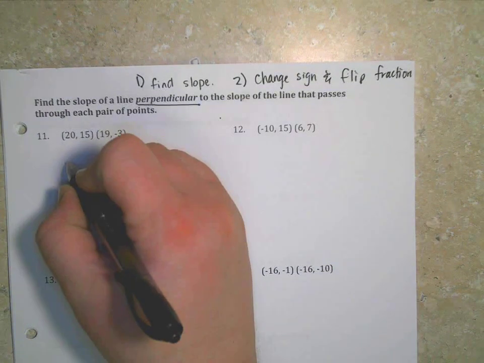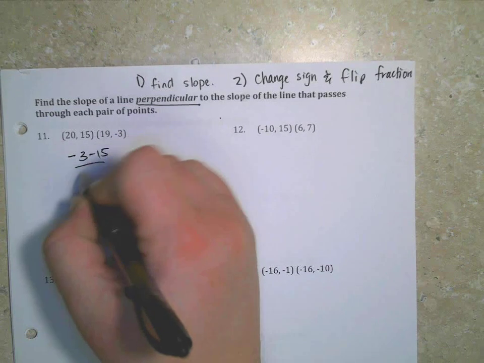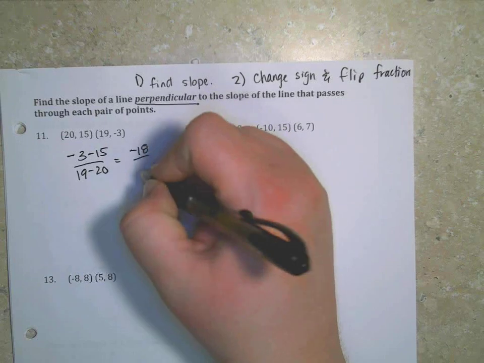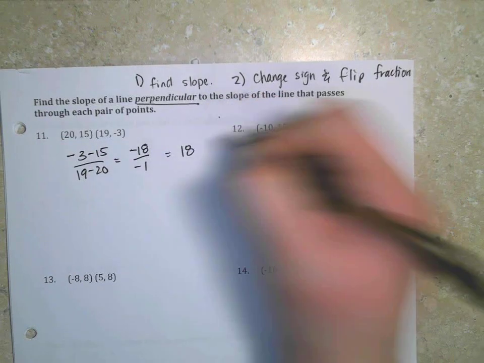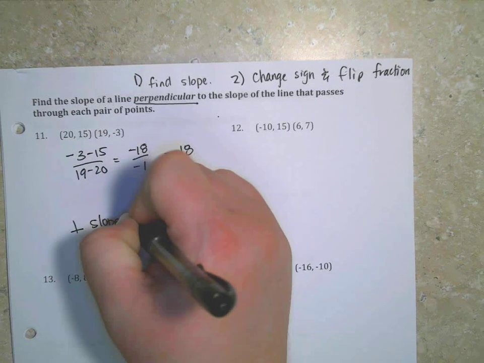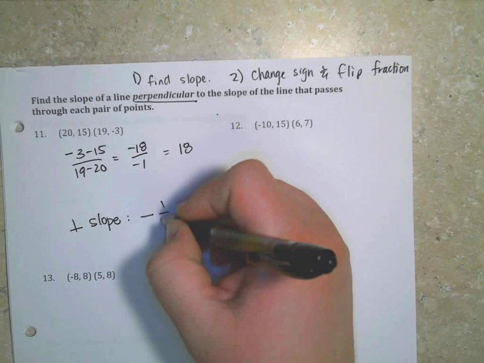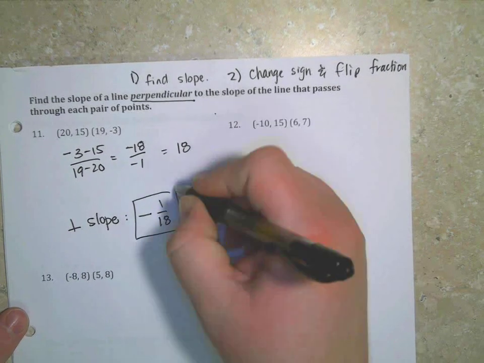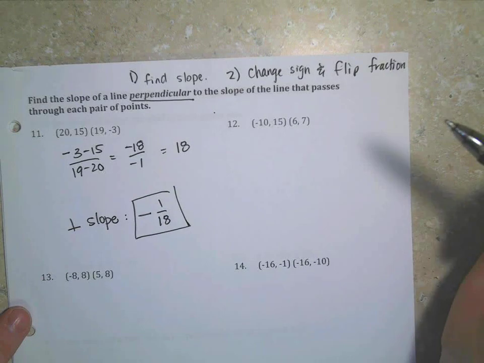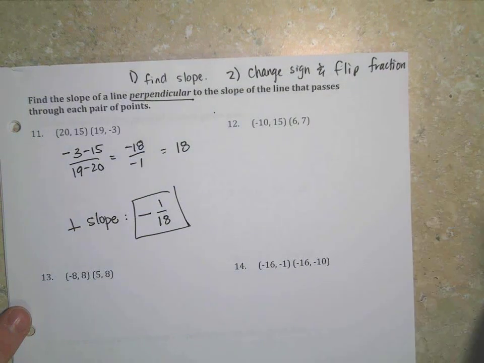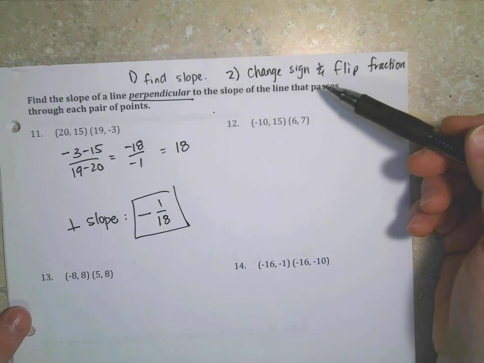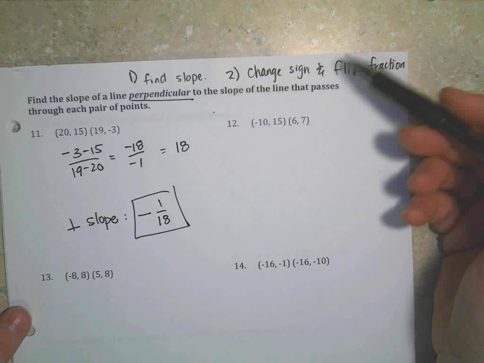So here we would have negative 3 minus 15 over 19 minus 20. So that is negative 18 over negative 1, which is positive 18. So now to get the perpendicular slope, we're going to change the sign, flip the fraction. So negative 1/18 is our answer. Now you don't have to write perpendicular slope unless your teacher requires it. You just need to make sure that you are aware that it's going to be the opposite or negative reciprocal of your slope that you just found.